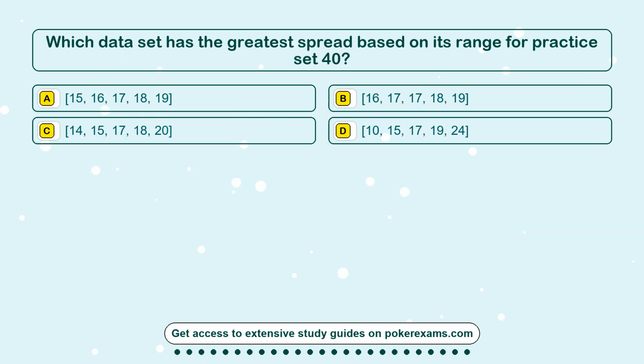Question 21. Which data set has the greatest spread based on its range for practice set 40? Option A 15, 16, 17, 18, 19. Option B 16, 17, 17, 18, 19. Option C 14, 15, 17, 18, 20. Option D 10, 15, 17, 19, 24.